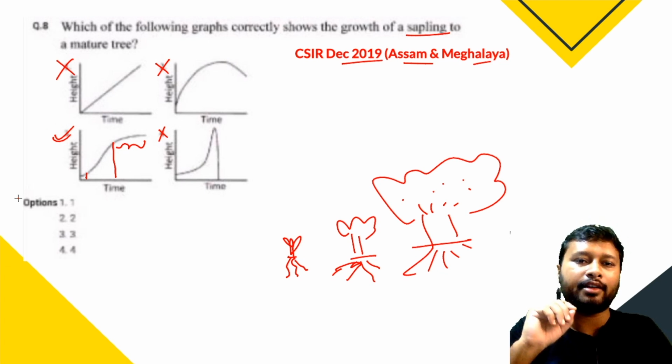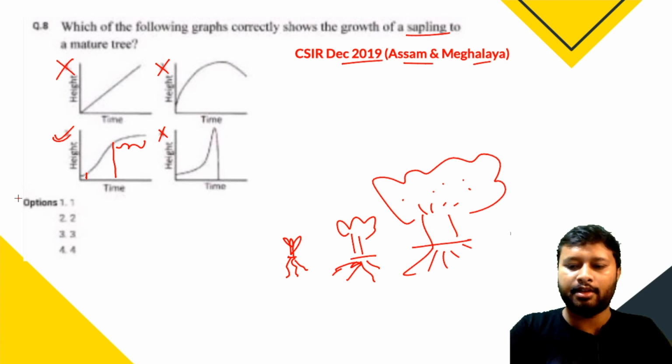So these condition-based graphs are very easy. You just have to apply logical understanding and you can simply do these types of questions. Let's see one more question.